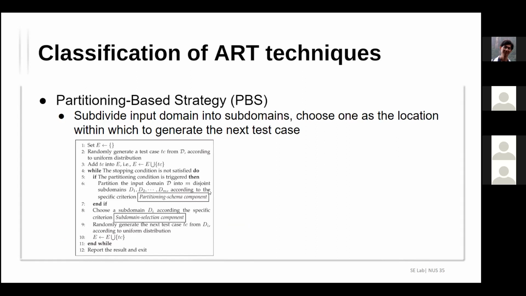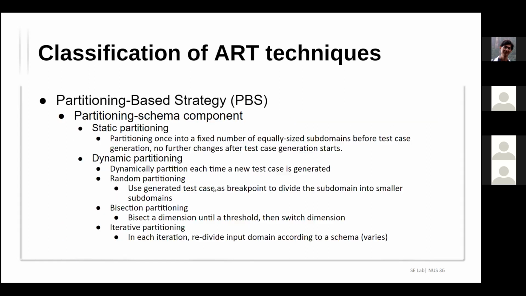Next will be the partitioning based strategy. So this one is a slightly different approach. Rather than generating test cases as a candidate set and then evaluating the candidate set, here we split the domain into subdomains first. So the input domain is now split into different subdomains. Then we pick out a subdomain to choose test cases from. So it's kind of like a reverse.